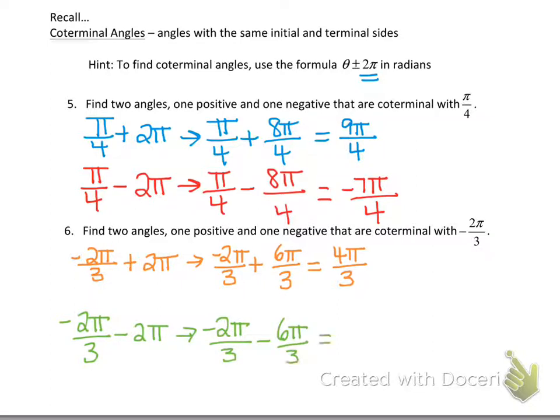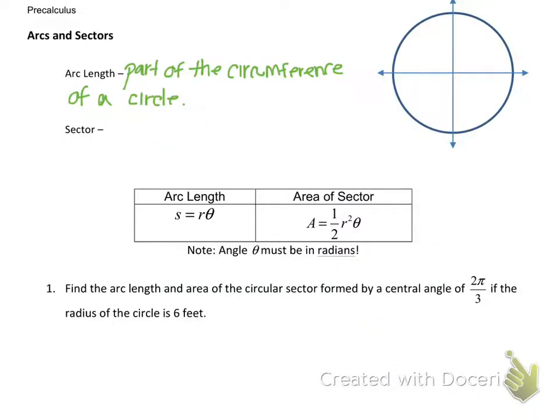So negative 2 minus 6 is negative 8 pi all over 3. So that's my negative coterminal angle. Now we know again that arc length is the part of the circumference of a circle. That's very similar to when we just talked about the circle arc, which was a segment, but now it's like the actual length of the circumference.